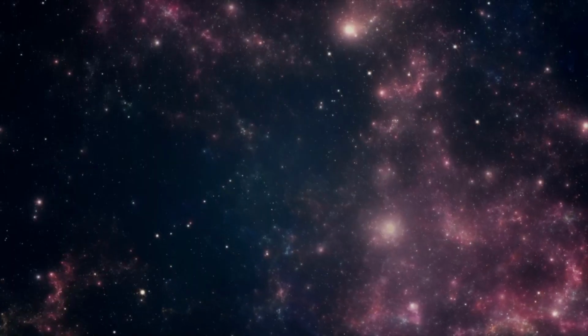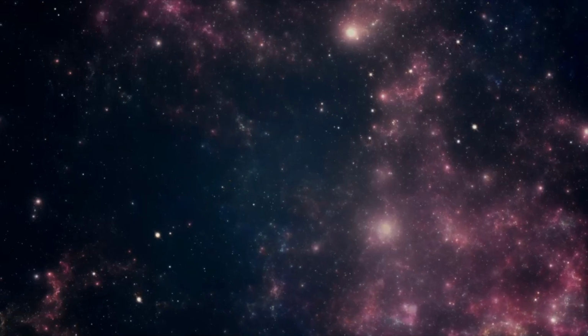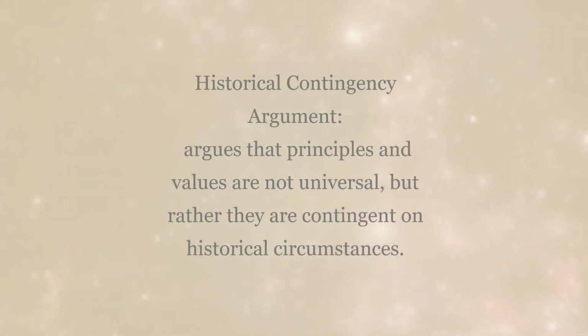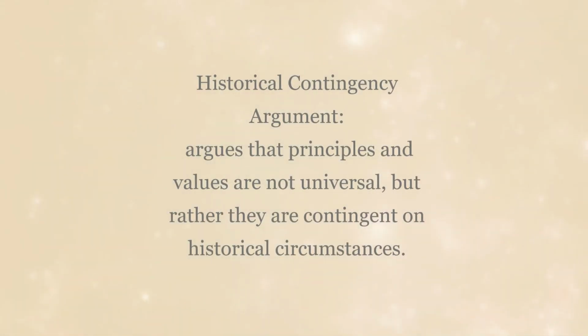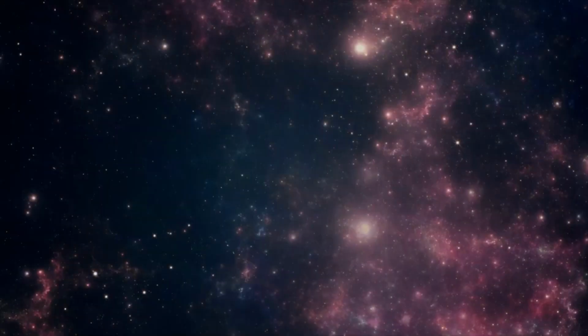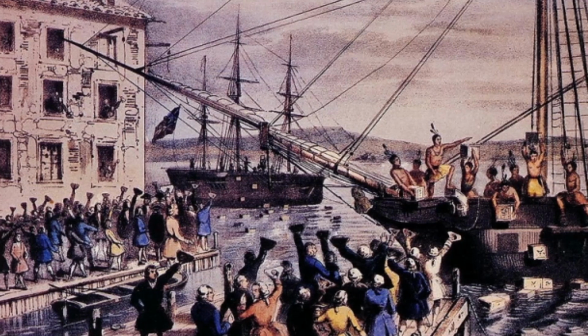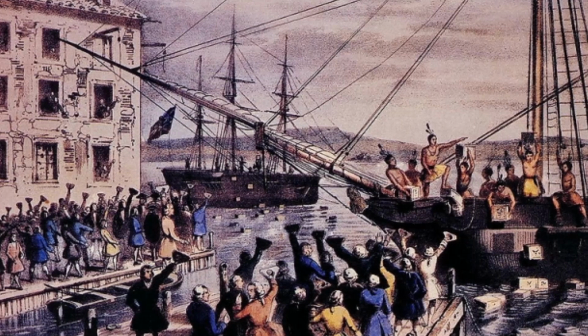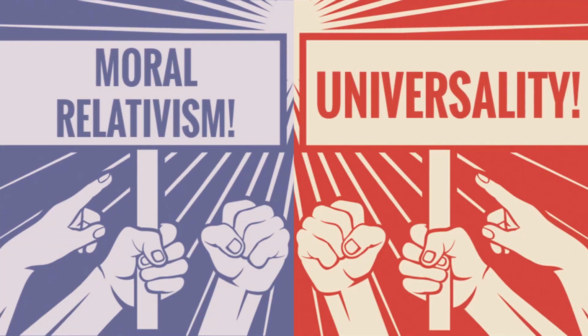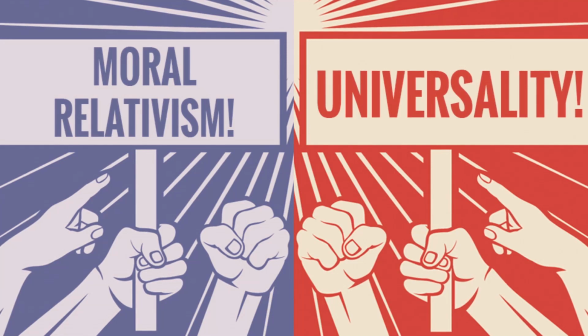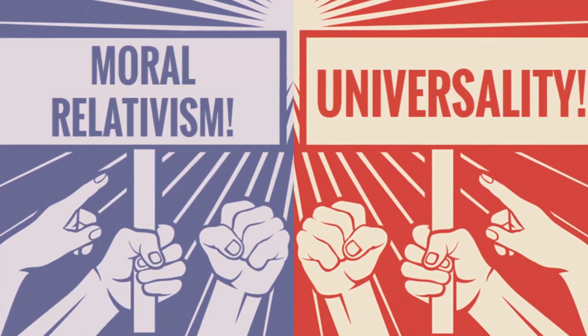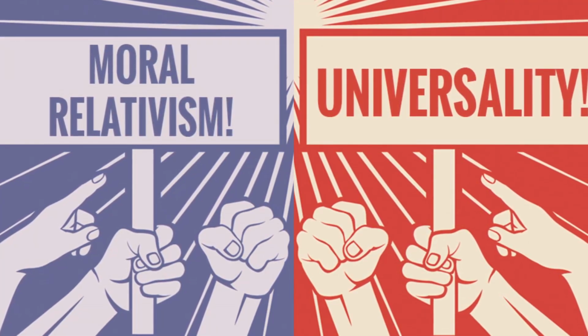The last major criticism of universality is the historical contingency argument. This principle suggests that values are not universal, but rather they are contingent on historical circumstances. This means that the principles and values that hold true in one period of history may not be true in another. Critics argue that the idea of universality ignores the historical context in which values and principles are developed.